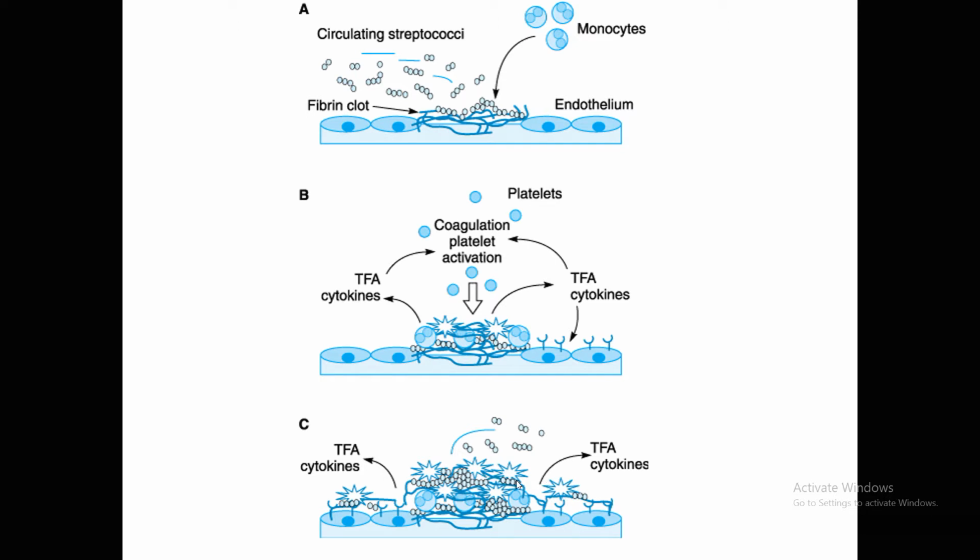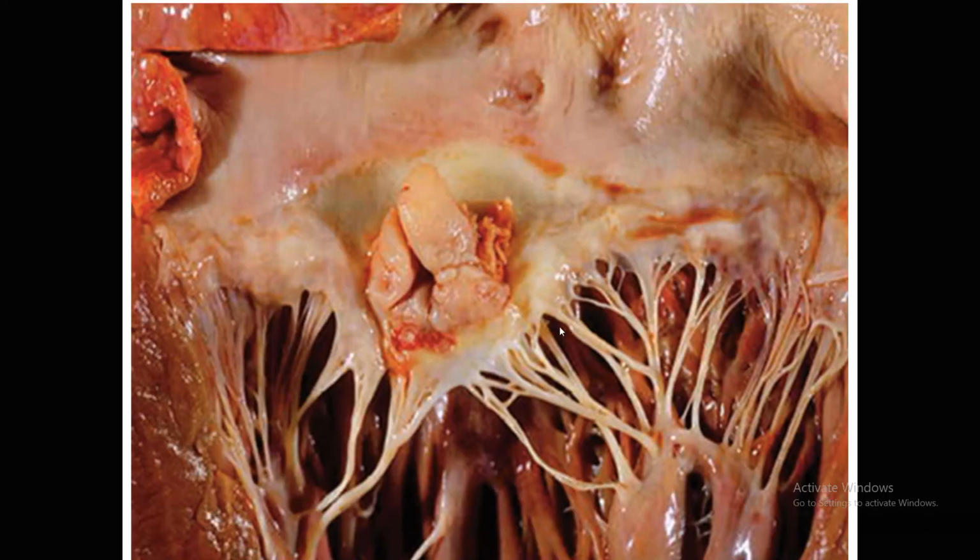Thus, long-term treatment will be necessary, four, five to six weeks, for effective treatment of the infected vegetation with antibiotics. The excessive growth of vegetation may sometimes necessitate surgical elimination of the vegetations. This slide illustrates an extreme growth of infected vegetation on a cusp of a valve in the endocardium.